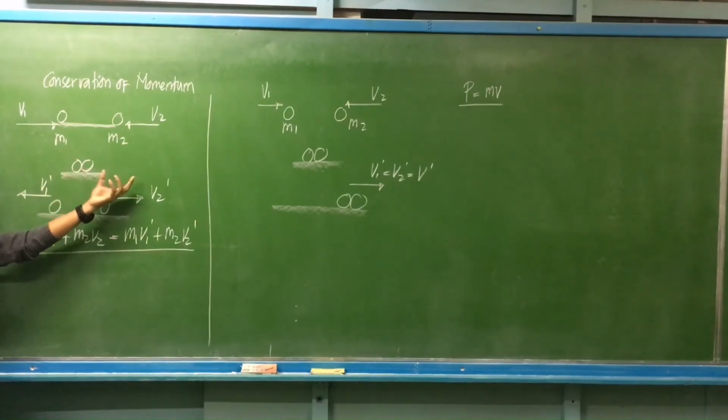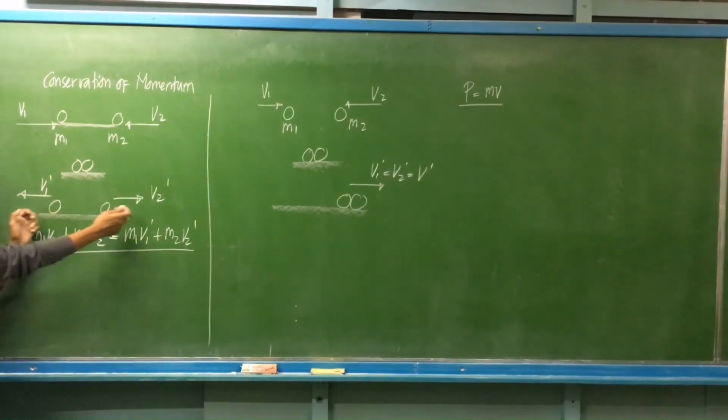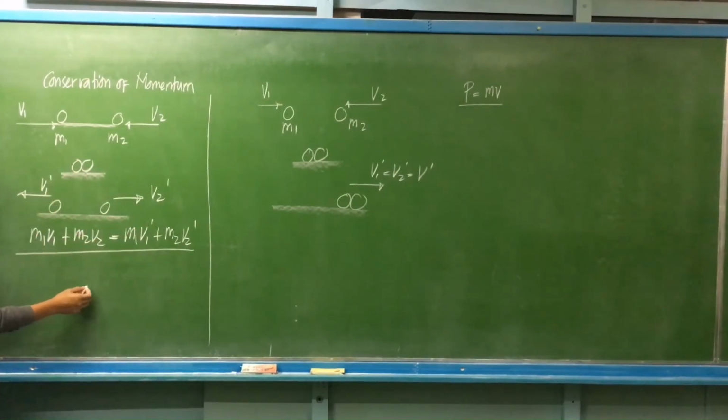If after collision the bodies separate, the value of the coefficient of restitution for this case is greater than 0, but less than or equal to 1. This is the value of the coefficient of restitution.